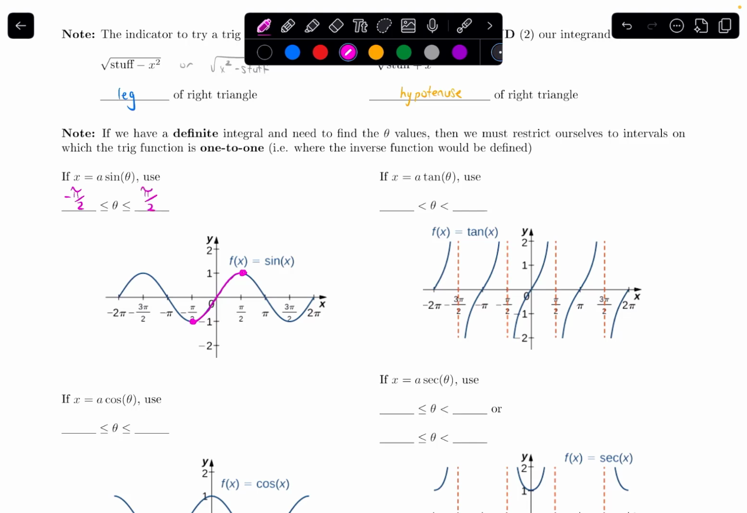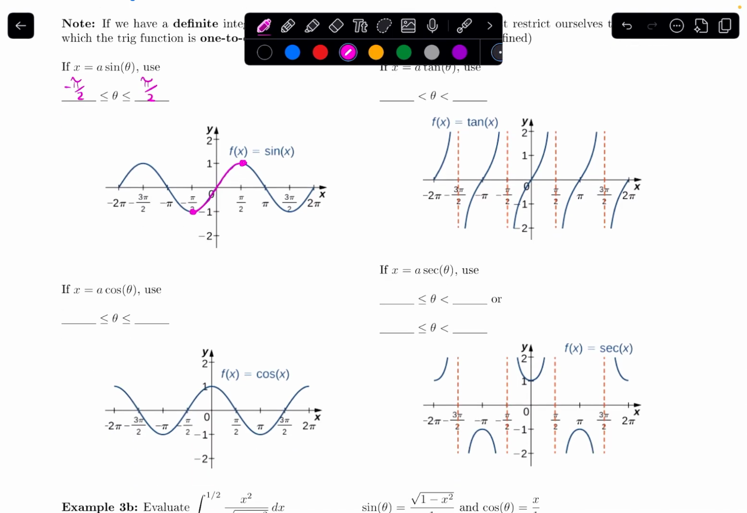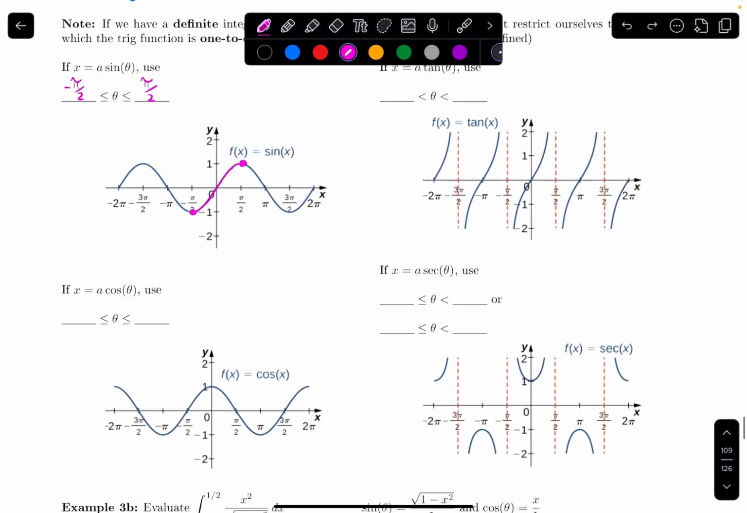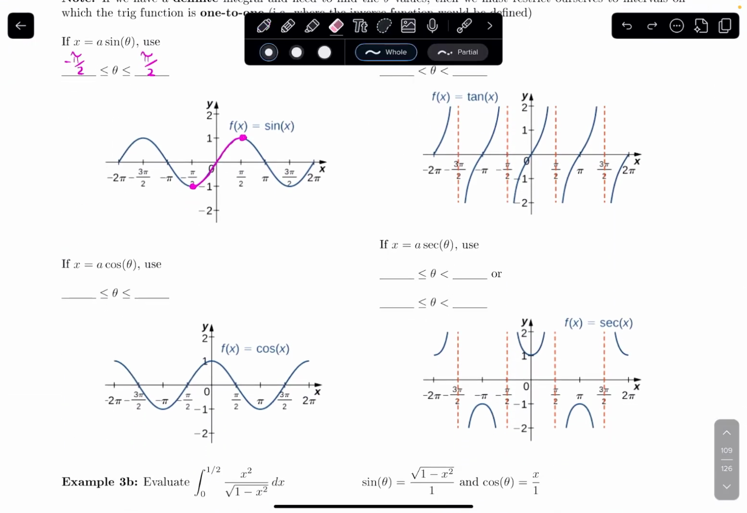Okay. If my substitution was a number times cosine theta, if that's what x equaled, and that's what was happening here, x equaled cosine theta, well, the convention for this one is to start at 0 and go up until pi. Ooh, let me draw that better. Start at 0 and then go up until pi. So from 0 up until pi.